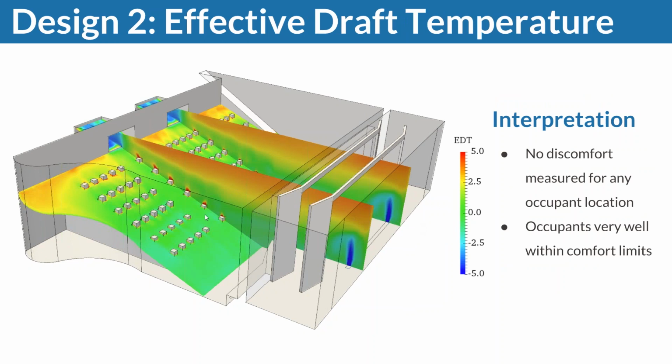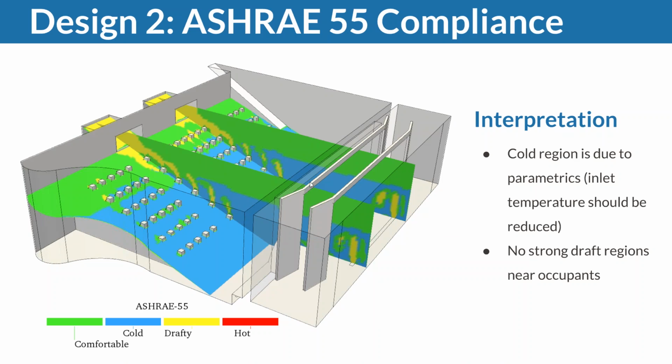Effective draft temperature shows that most of our occupants are green. In fact, if you count the number of occupants that are not within the bounds of the EDT criterion, it's 0, right? So we seem to have significantly improved the performance, or if you will, the quality of this HVAC system with respect to EDT.